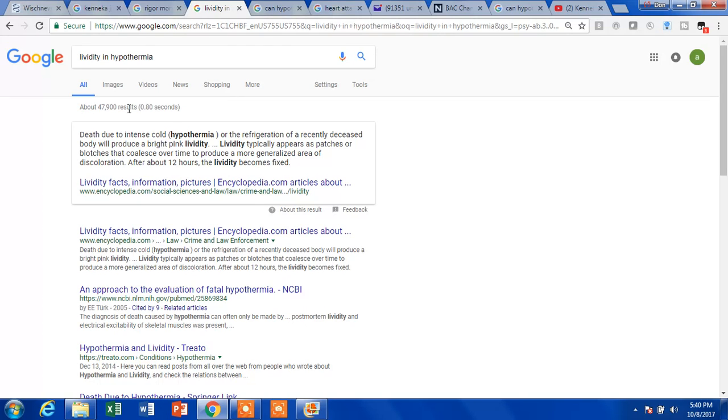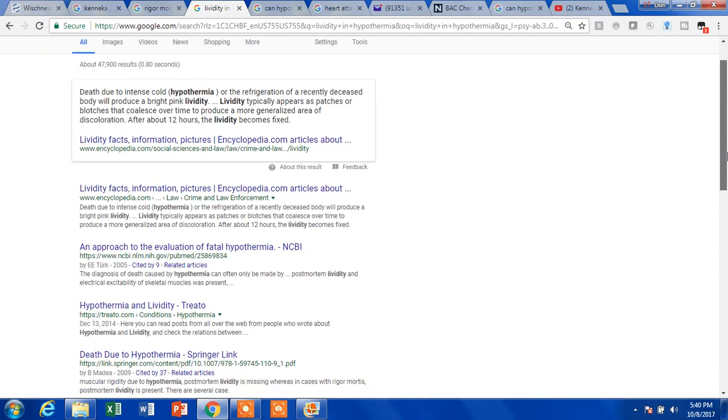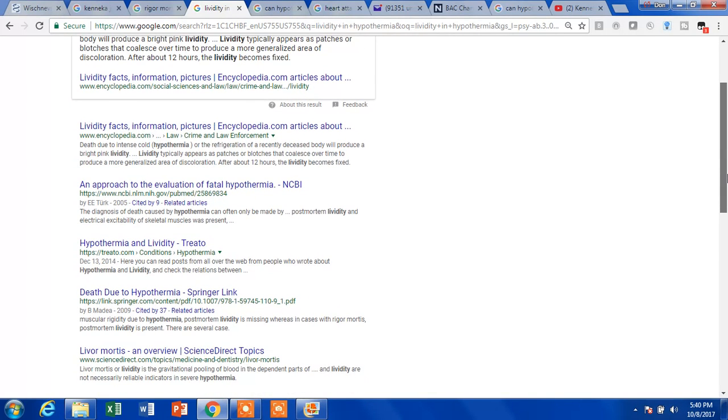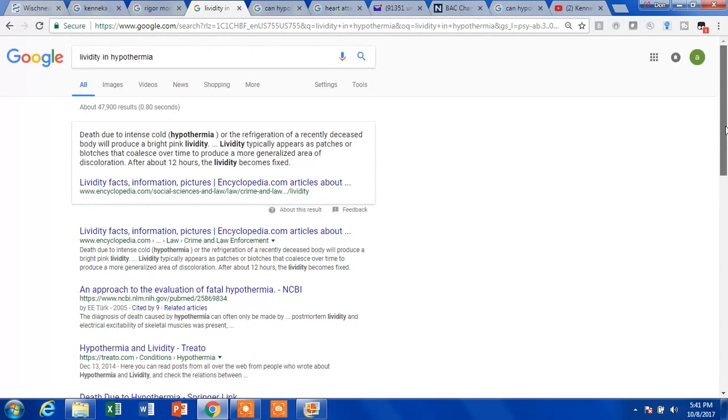Lividity. For hypothermia, death due to intense cold, hypothermia, or the refrigeration of a recently deceased body will produce a bright pink lividity, not the red purplish color that they are talking about. So there's something right there that shows something's not right.